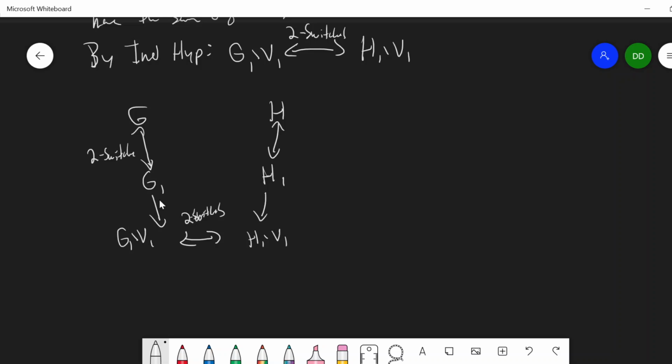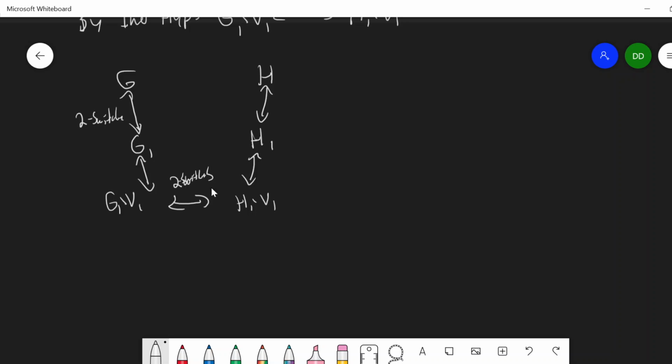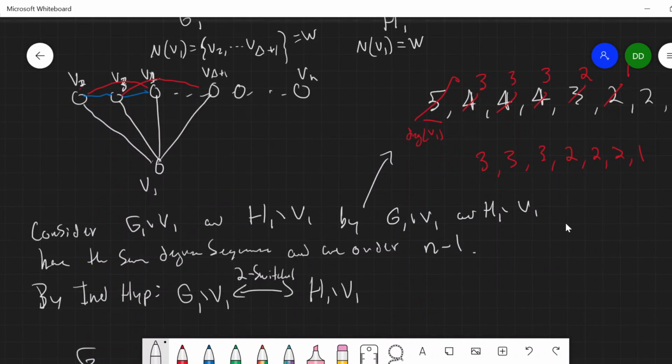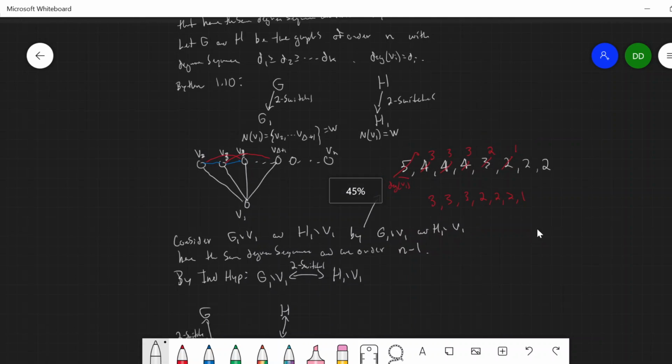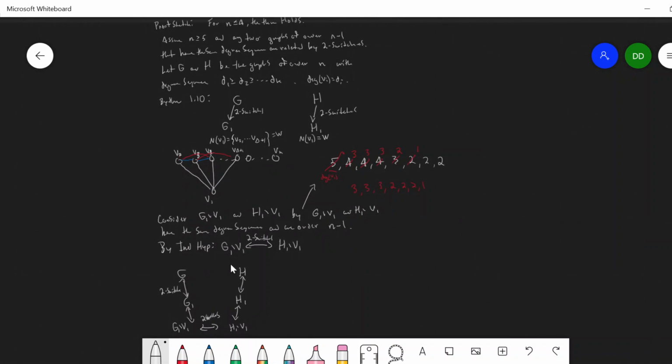And then we can add this vertex back in. We can go the other way here and take these 2 switches. So this is the chain of how we would get from G to H and H back to G via 2 switches. And we're doing this by induction. So eventually we'll get down to small enough graphs that we've already done it. This is how induction works. And so, that proves it. Any 2 graphs with the same degree sequence, there's some set of 2 switches that takes one to the other.